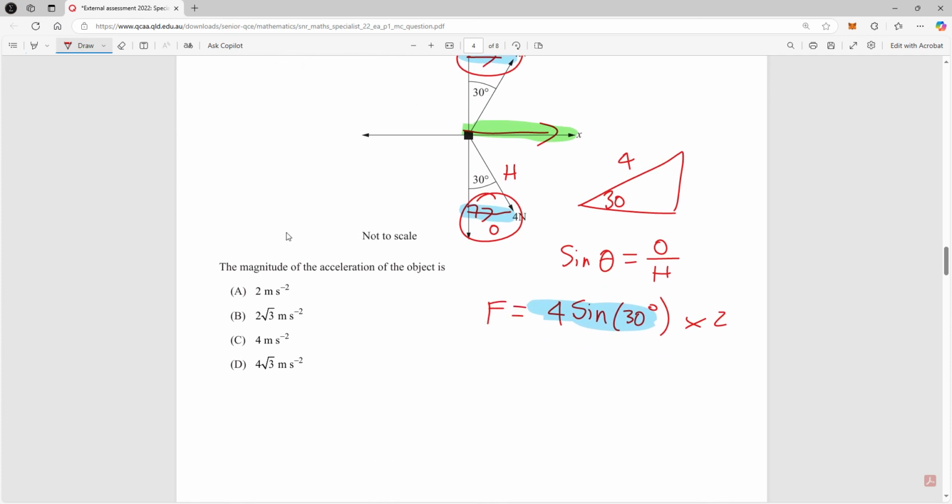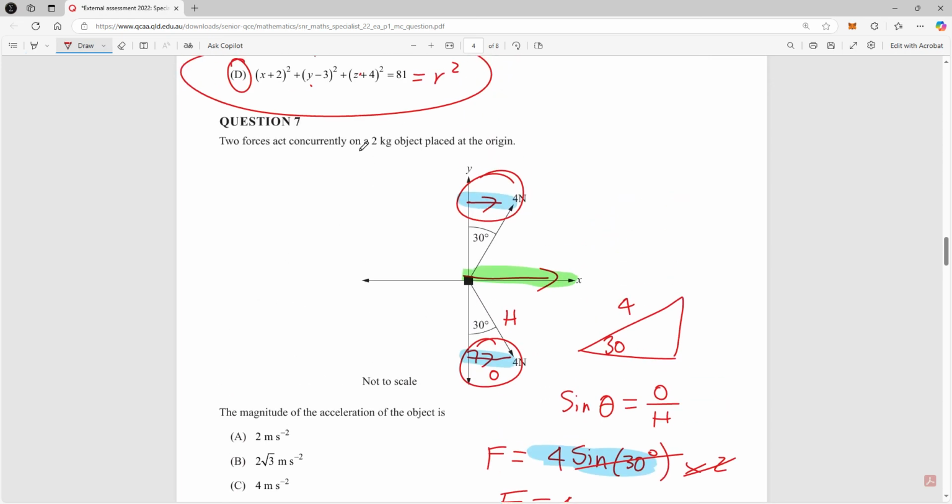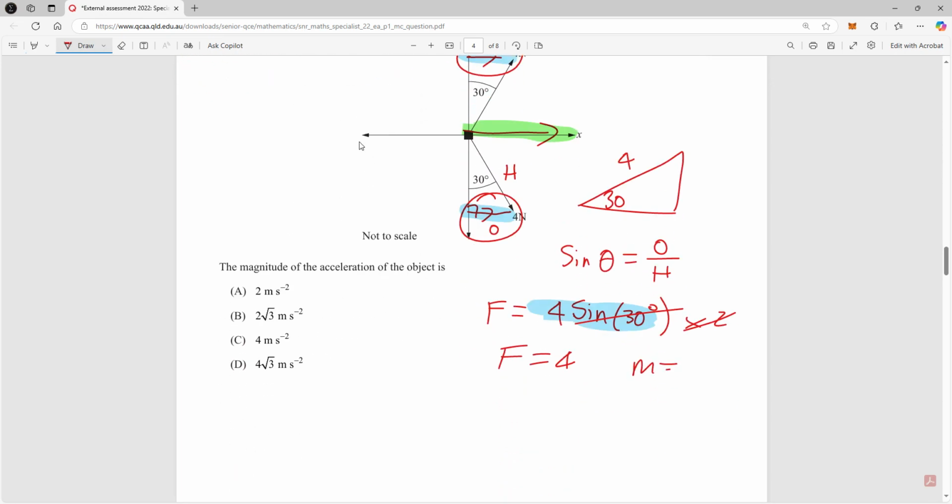That's incorrect. Okay? Now sine of 30 degrees is a half. Times a half by 2. That just turns into 1. So the force is 4. Now we also got told the mass of the object. The mass of the object is 2 kilos.